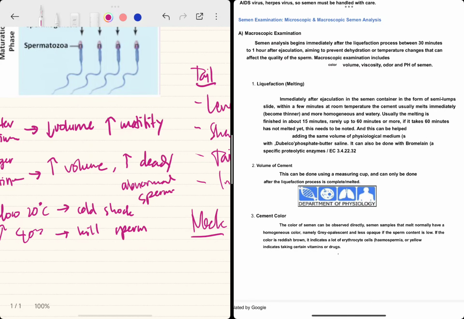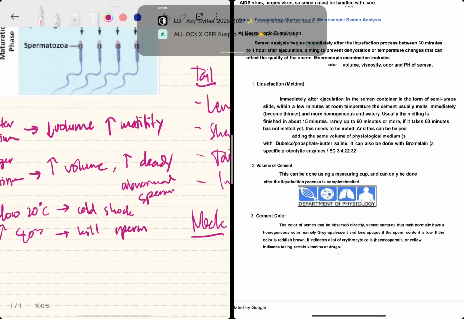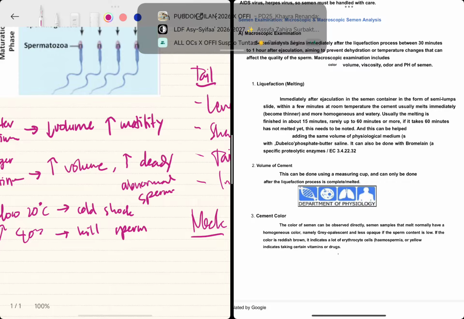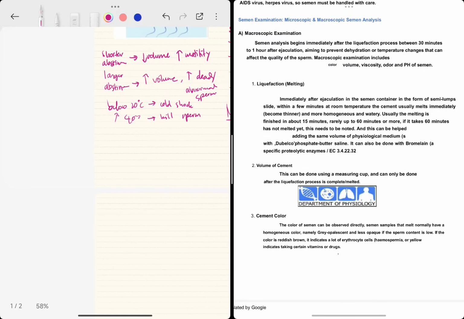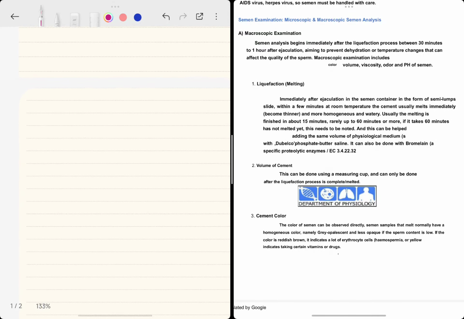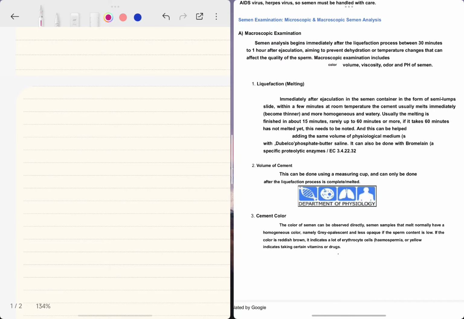So it starts with the liquefaction. Liquefaction usually happens 30 minutes to 2 hours after the ejaculation. That's why the proband needs to do the ejaculation about 1 hour before the practicum starts, to prevent dehydration and temperature changes. So for the macroscopic, we have several examinations.